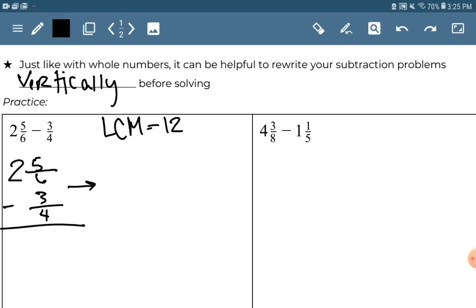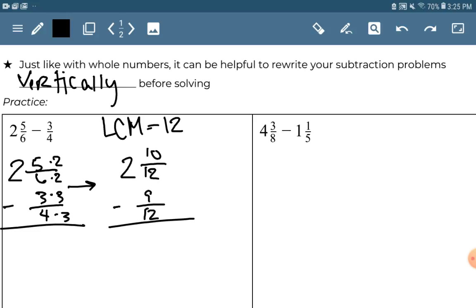I'm going to go ahead and adjust my fractions with my new common denominator. So 2 and 5/6. My whole number stays the same, but a 6 is going to become a 12. To turn a 6 into a 12, I have to multiply by 2. And whatever I do to one side, I do to the other. So I'm going to do 5 times 2 on the top and get 10 for my numerator. 3/4 also has to change to a denominator of 12. To turn a 4 into a 12, I have to multiply by 3. Do the same thing to the top. 3 times 3 is 9 for my numerator.